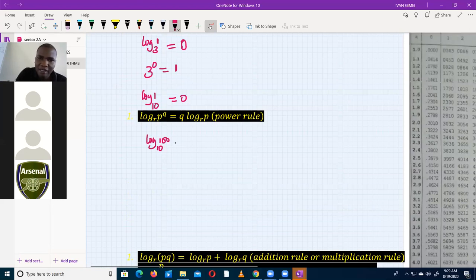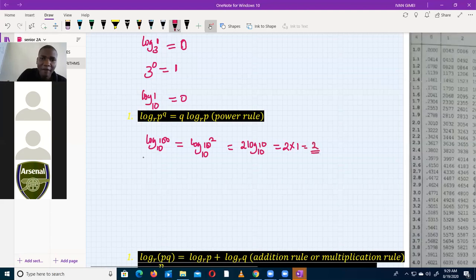We can say this is equivalent to the log. We know that 100 is 10 squared. So we say this is log of 10 squared to base 10. Then I drop the 2, and I end up with 2 log of 10 base 10. But we already know from the first law that log of 10 base 10 is the same as 1. So we shall have 2 times 1, and the answer ends up as 2. That's how we use the power law.